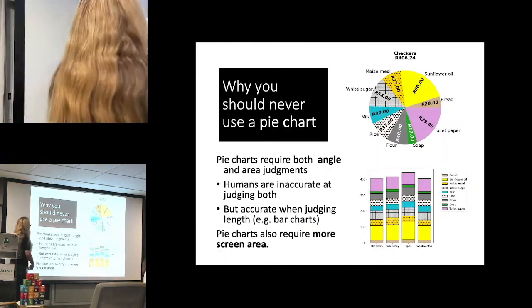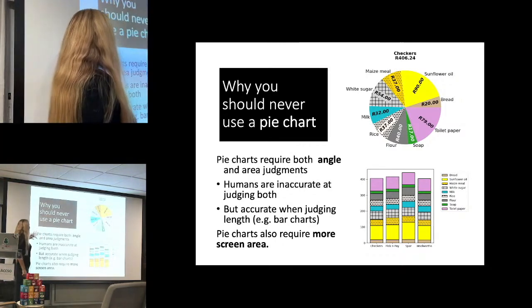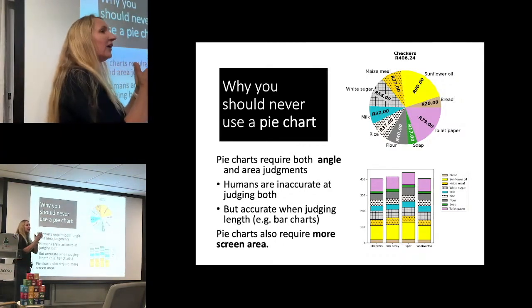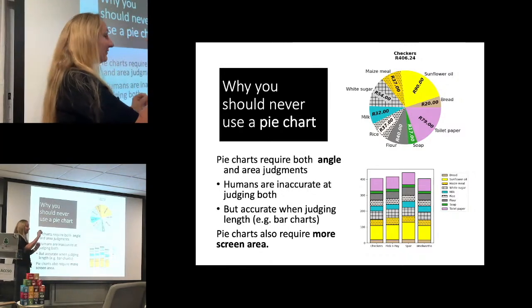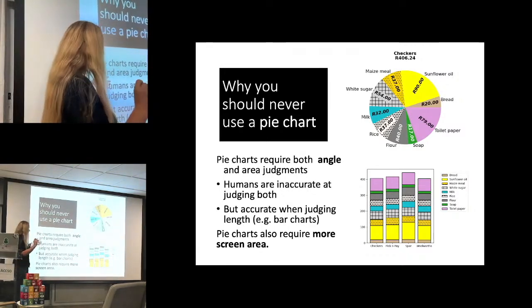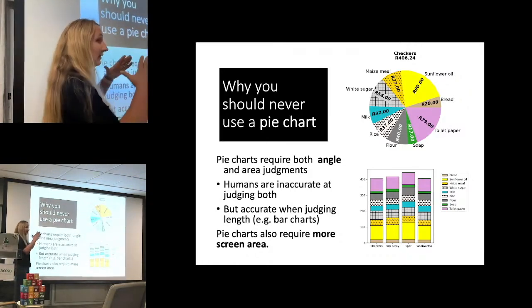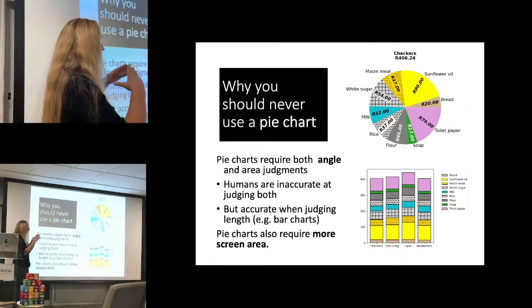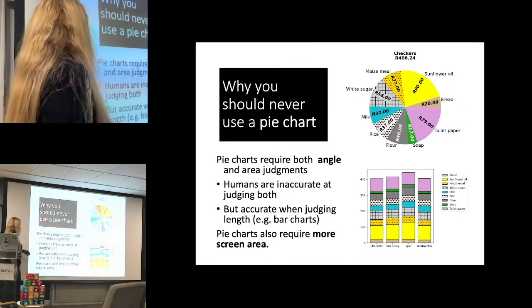So here, you should never use a pie chart, because a pie chart requires both angle and area judgments. It's not as easy to compare as the length. And we're inaccurate at judging angle and area, much less accurate than we are at judging length.